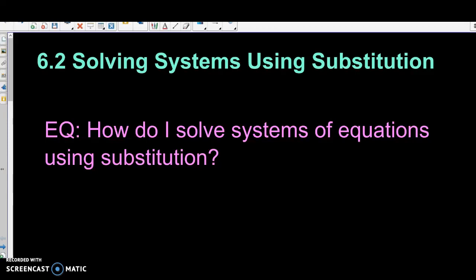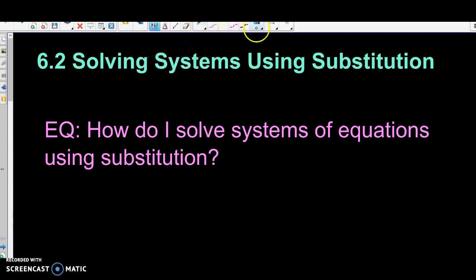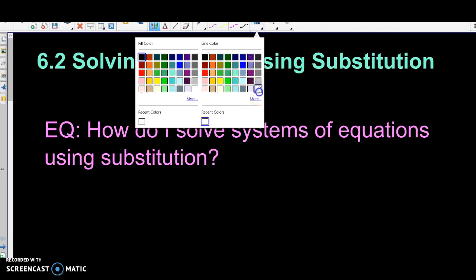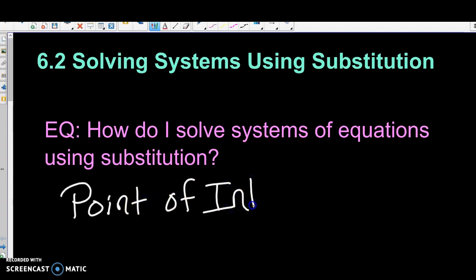Hello, today we're going to talk about solving systems of equations by using substitution. Yesterday you learned how to solve systems of equations by graphing. Remember that when you solve a system of equations by graphing, the solution is the point of intersection. So now we're going to find the point of intersection without graphing.